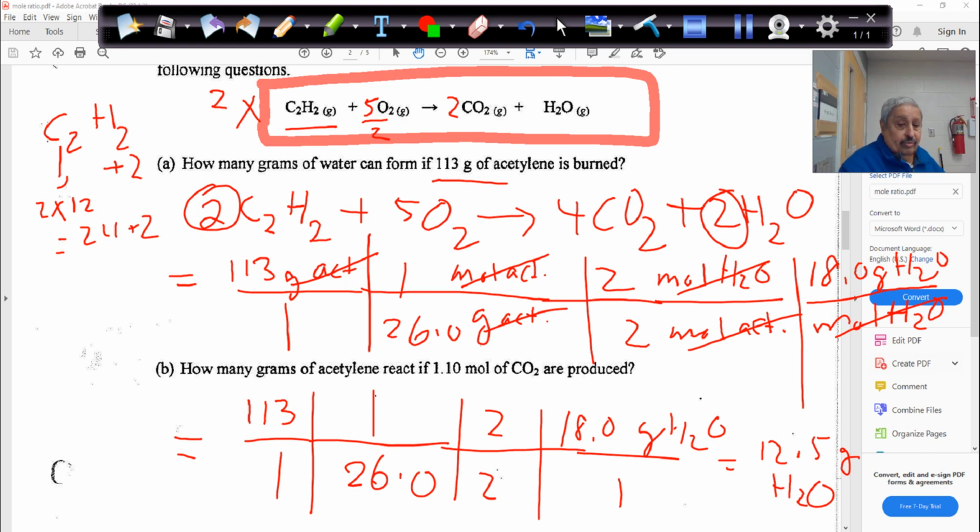Okay, guys, you want me to do the second one for you? How many grams of acetylene if 1.1 mole of CO2 are produced? Well, we can do that. Let's have this one here. Everybody has it ready? So we have 2. Let me just write 2 to 5, and 4, 2. That's the mole ratio. Okay, guys. So let's do the second one.